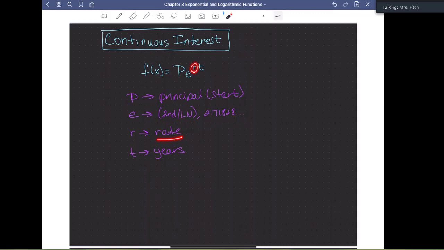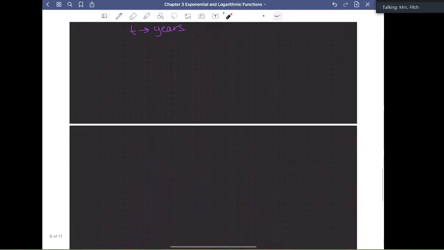R is our rate, and again, make sure that you're converting that percentage to a decimal, right? And then T is your number of years. So on the example that we're going to do, I'm going to put on there if it's compounded or if it is continuous. So those are the words that you're going to be looking for when you are working on your assignments.